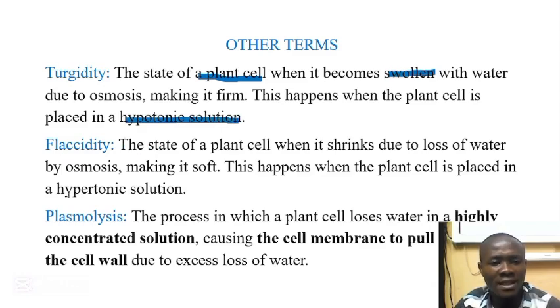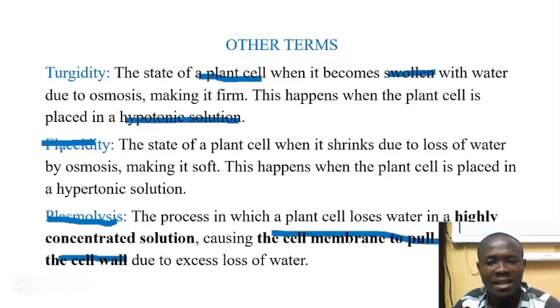We also have flaccidity and plasmolysis, which are almost the same, but plasmolysis is of a higher degree than flaccidity. Both are due to loss of water molecules through osmosis, making the cell soft. But in plasmolysis we talk about the cell wall pulling away from the cell membrane, which doesn't happen in flaccidity. In flaccidity, it's just the loss of water. The cell will shrink, but the cell wall will not move away from the cell membrane. So the cell membrane will remain intact with the cell wall. They are not moving apart in the case of flaccidity.